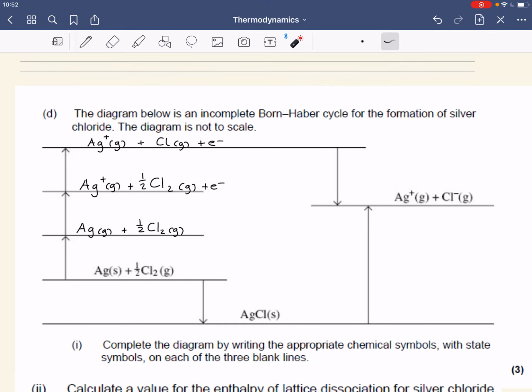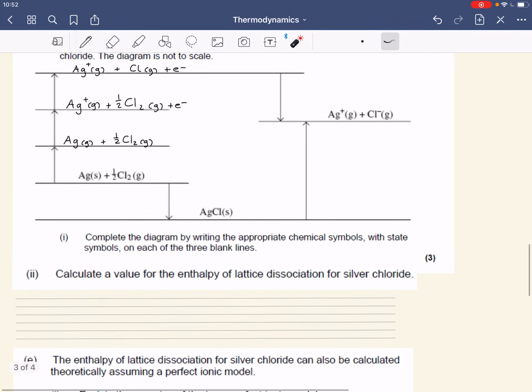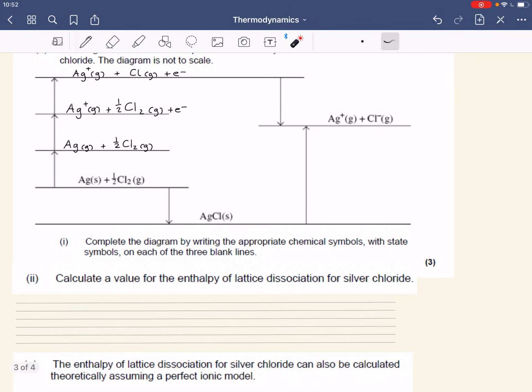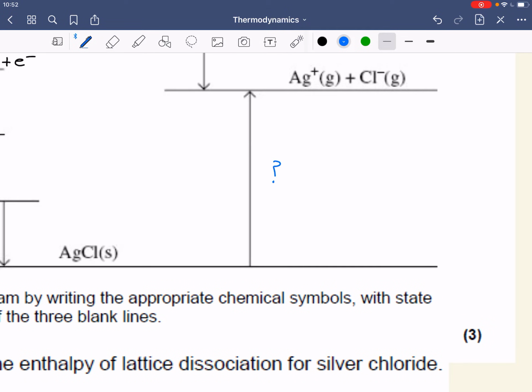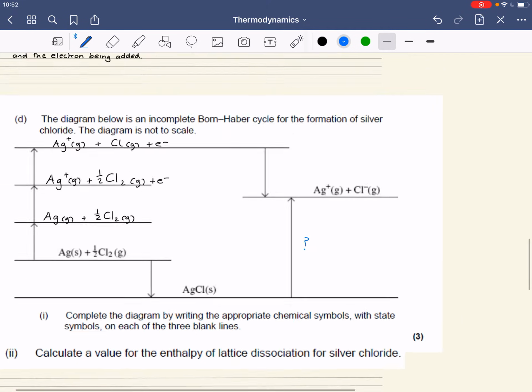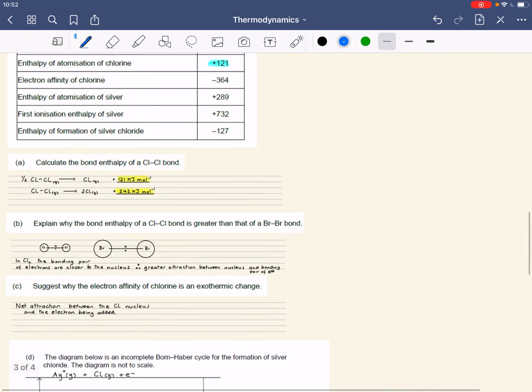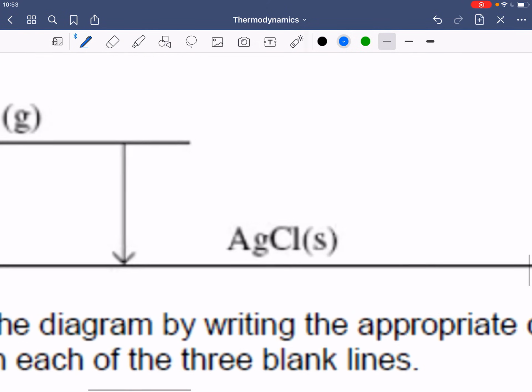Then it says to calculate a value for the lattice dissociation of silver chloride. So in effect, this is what I want to work out. What I'm going to do now is I'm going to use the table earlier on to fill in the other values. So my enthalpy of formation of silver chloride is minus 127.